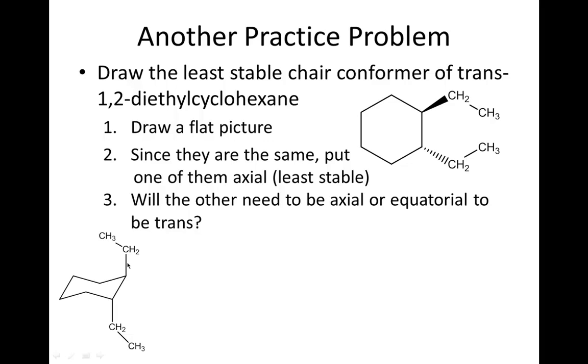If one of them's axial, for a 1,2 to be trans, the other one has to be axial, because remember they alternate up and down around the ring. So we knew that the first one was axial because that's the least stable, and that's what we were asked to draw. Okay, so this is something we could put, and if we draw it in and show it, this bond rotating, these guys could swing around, and so this guy is interacting with both of these two hydrogens.